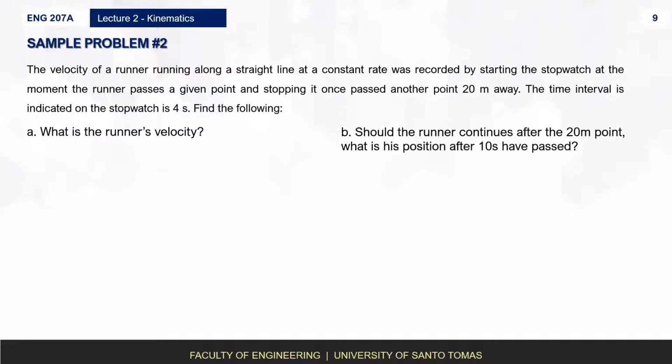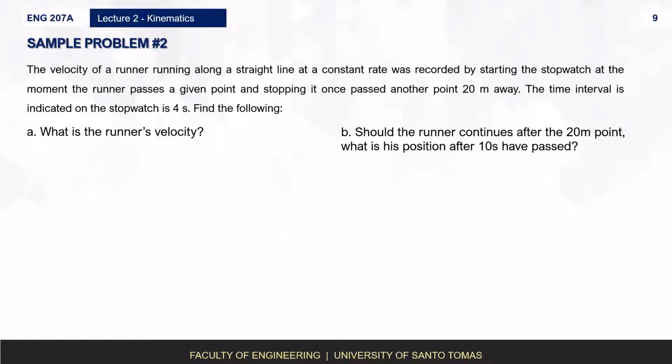Let's try another problem. Here we have a runner running along a straight line, and his time and displacement are being recorded by his coach. The final position of 20 meters and total elapsed time of 4 seconds are given. What is the runner's velocity, and should he continue running after the 20-meter mark? What is his final position after 10 seconds have passed?